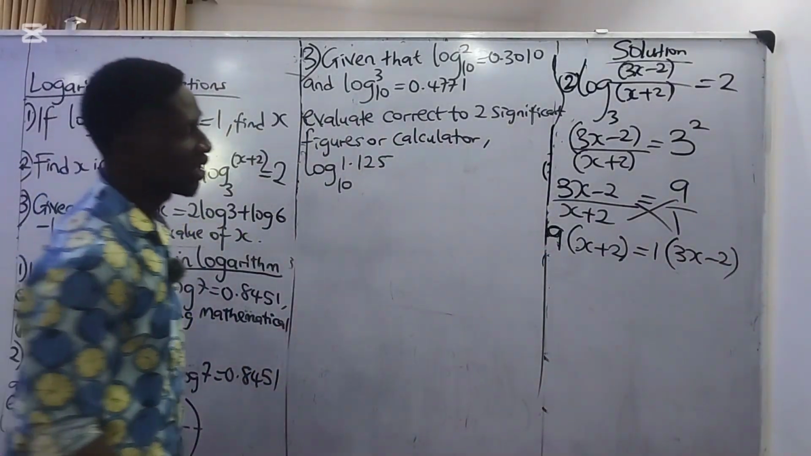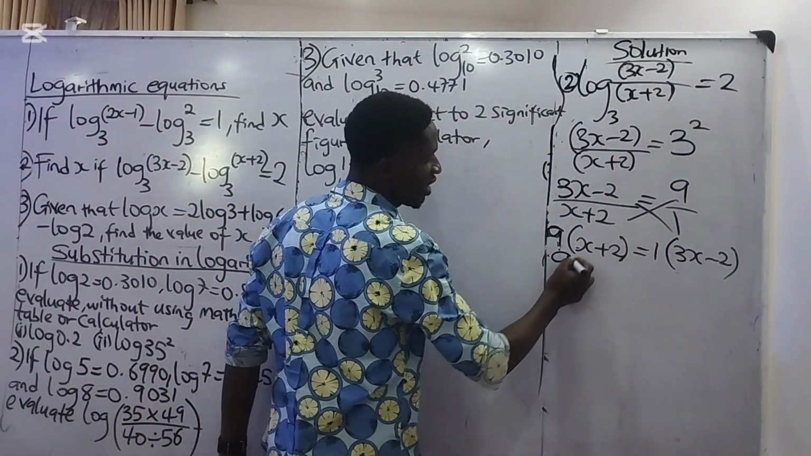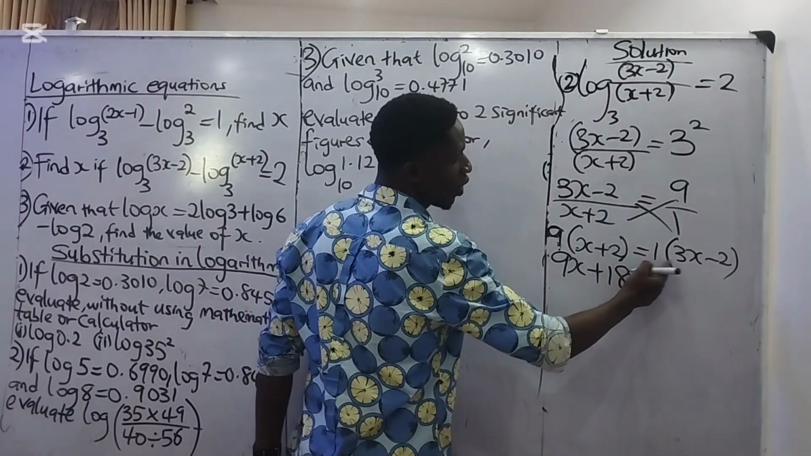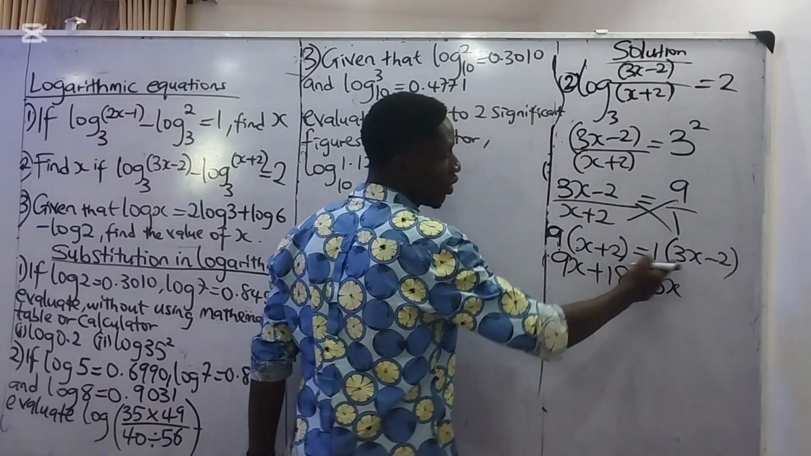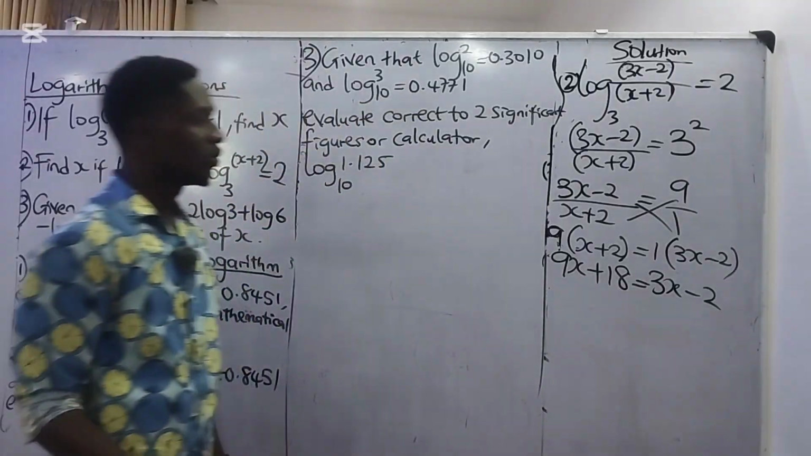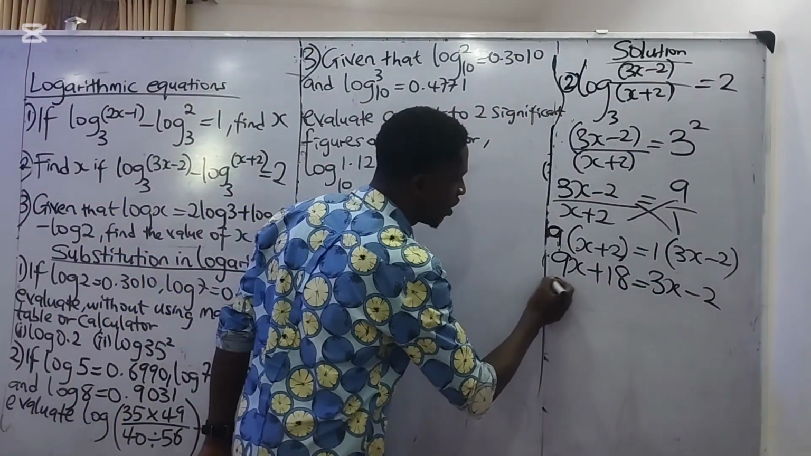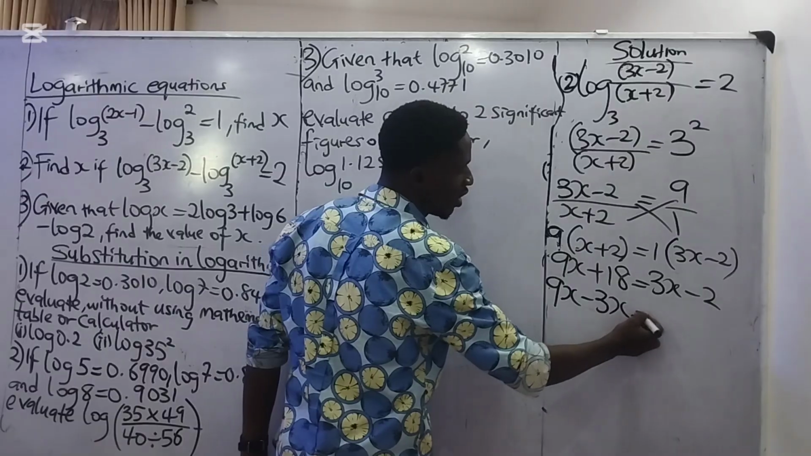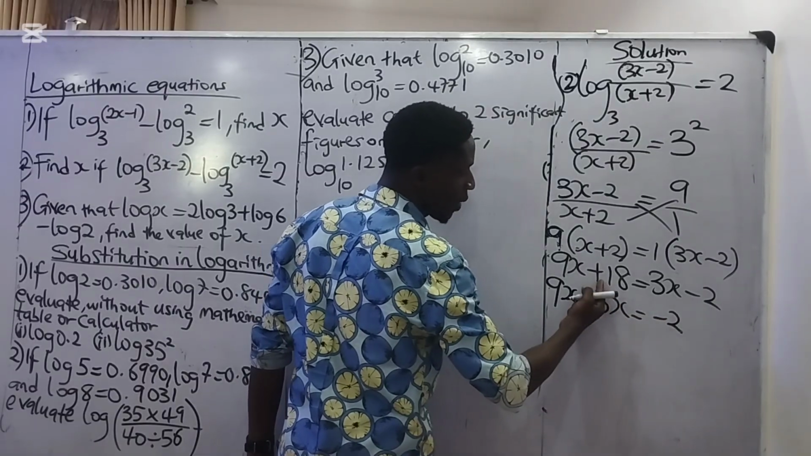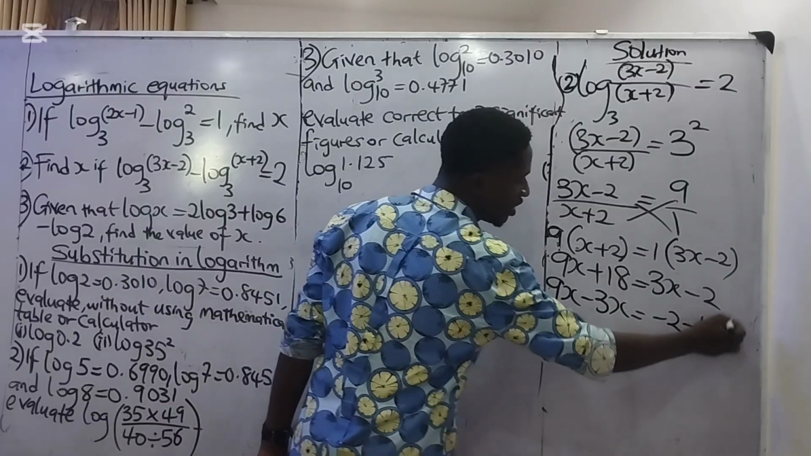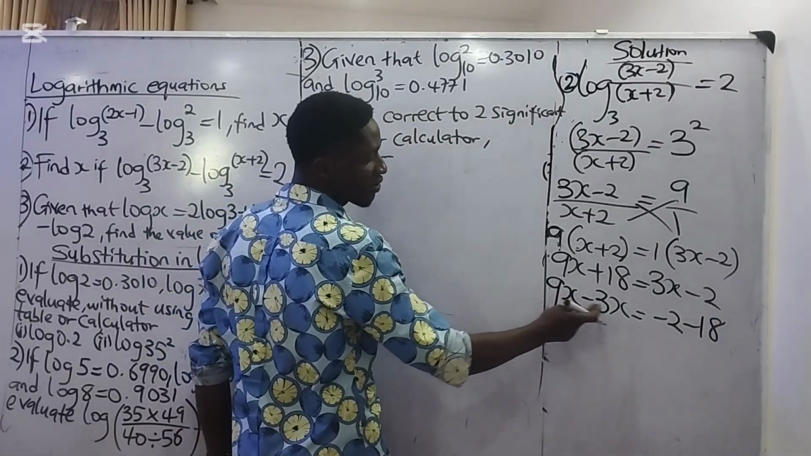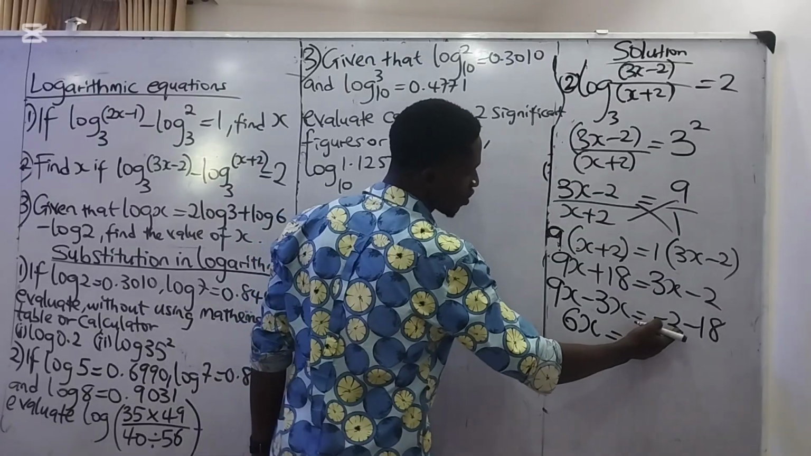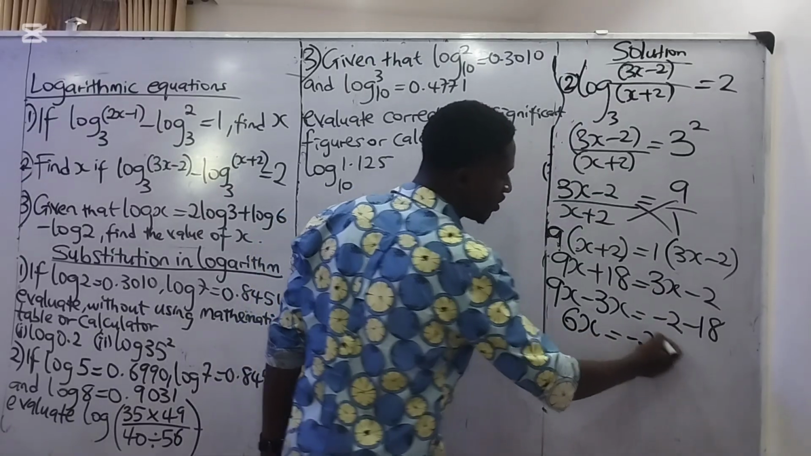So let us open the bracket. 9 times x is 9x, plus 9 times 2 is 18, is equal to 1 times 3x is 3x, 1 times minus 2 is minus 2. We'll collect like terms. So we have 9x, when 3x comes here, is minus 3x. We are left with minus 2. When plus 18 comes here, is minus 18. So 9x minus 3x should give us 6x is equal to minus 2 minus 18 is minus 20.